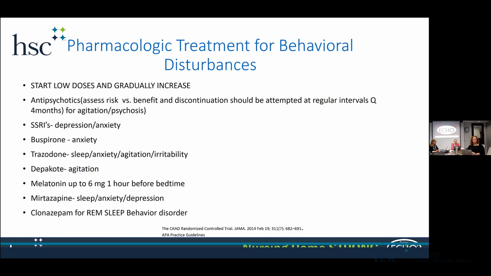For sleeping, we can also use over-the-counter melatonin, which helps regulate the sleep cycle. And then for people that have REM sleep behaviors, we can use a benzodiazepine, clonazepam. What I mean by REM sleep behaviors is sometimes patients can have night terrors or nightmares, or sleepwalking, sleep talking, things like that. So that helps calm that down.